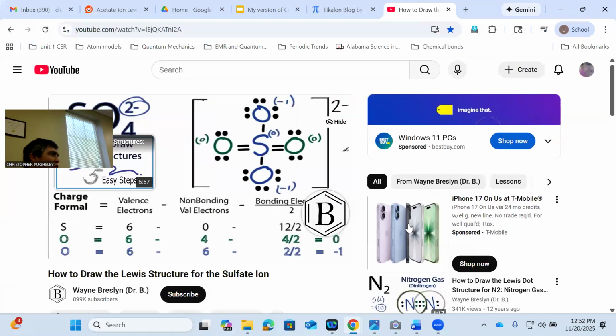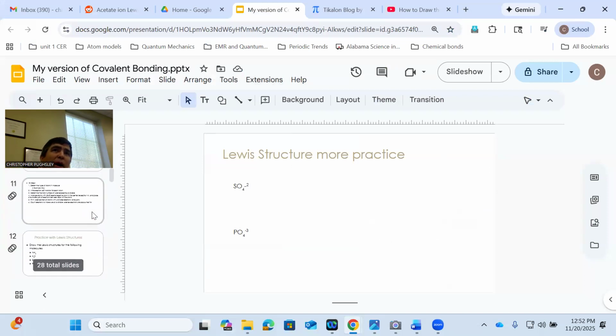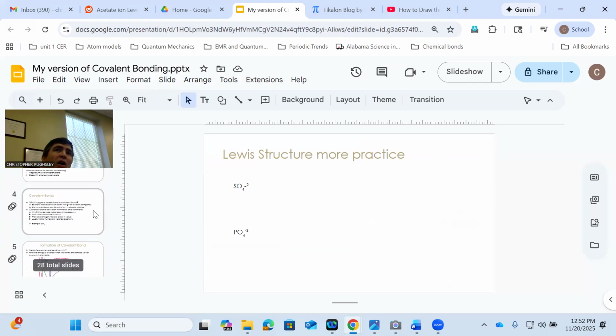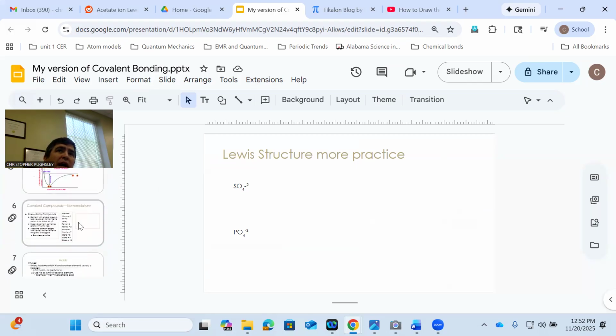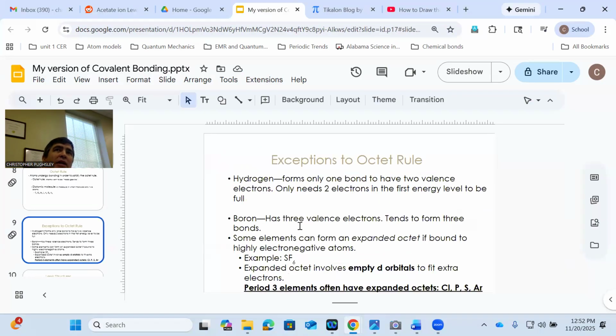There's a little bit more to it than what we were talking about here, especially when it comes to period 3 elements. So in fact, here's the one I want to go back in our notes, all the way to this slide from earlier. Here it is. Exceptions to the octet rule.